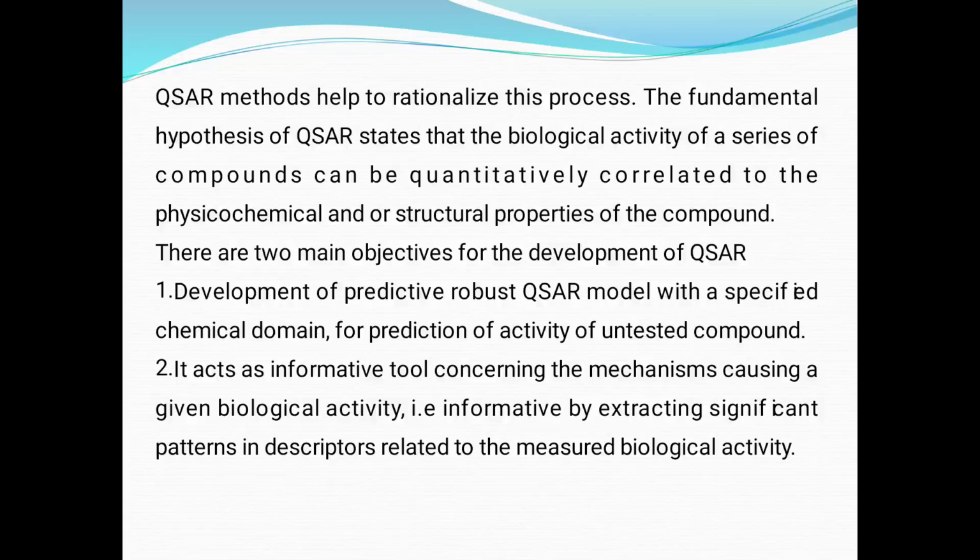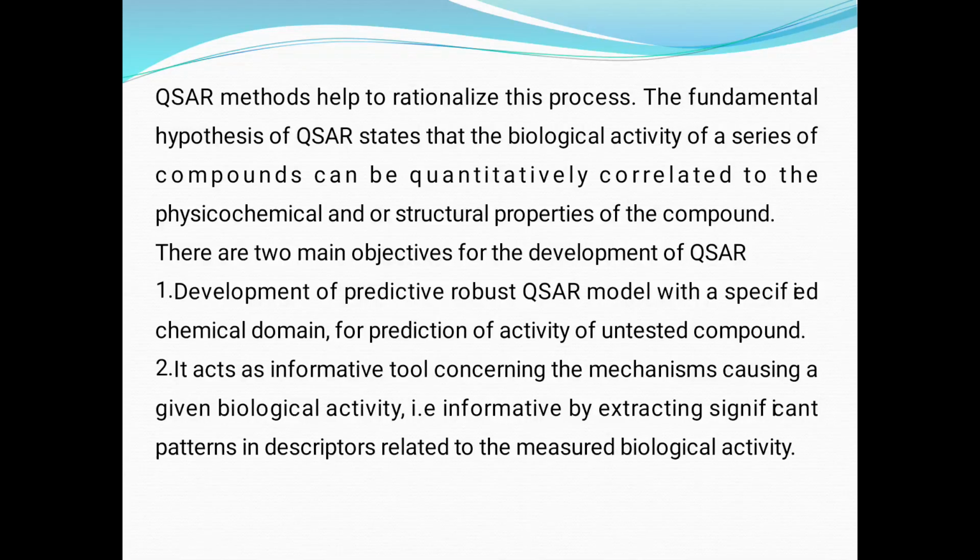So, what are the two objectives of QSAR? The two objectives include development of a robust QSAR model. Okay, a robust QSAR model will prevent any kind of chance correlation. Okay, we don't want a model that is full of errors. And this QSAR model should have a specified chemical domain. For example, if we are using a series of benzodiazepines, then you should have a particular benzodiazepine chemical domain for prediction of activity of untested compounds.